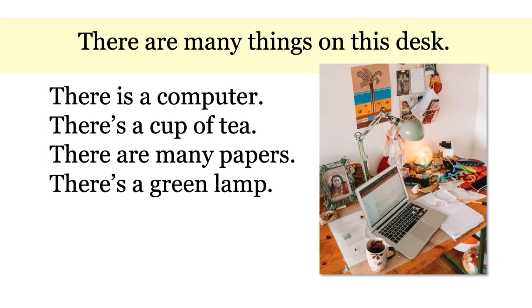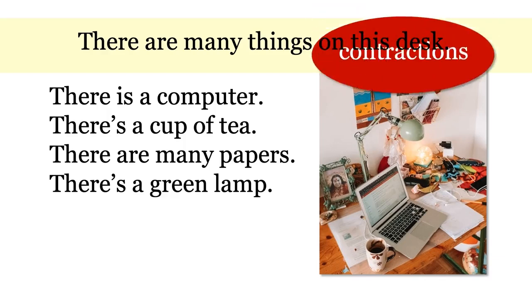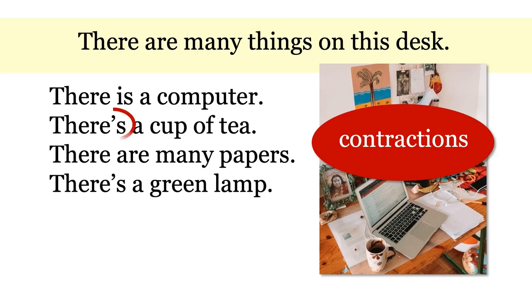There are many things on this desk. There is a computer. There's a cup of tea. There are many papers. There's a green lamp. Do you see the contractions? There's a cup of tea and there's a green lamp. These are the contractions of there is. It is very common to use contractions with there is.